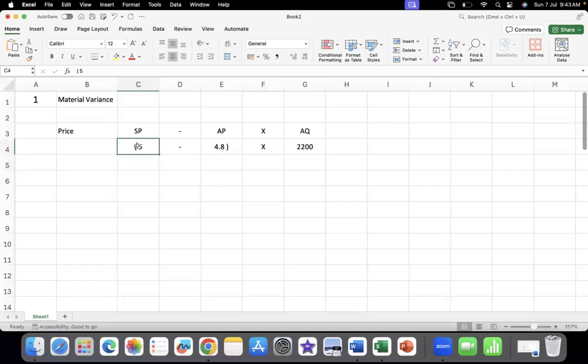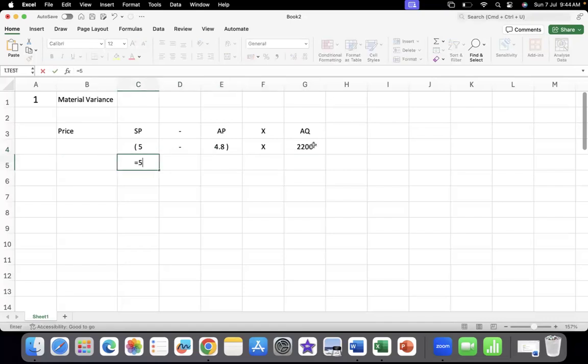So it's 5. That was my standard price. 4.8 is my actual price. So what happened was I decided at the beginning of my budget that the price which I'm going to pay to the supplier is $5. But at the end of the year or at the end of the quarter, at the end of the month, I ended up paying 4.8. So it basically saves me 0.2 on every quantity I have consumed or produced of the materials. So it would be 0.20 multiplied by 2200.